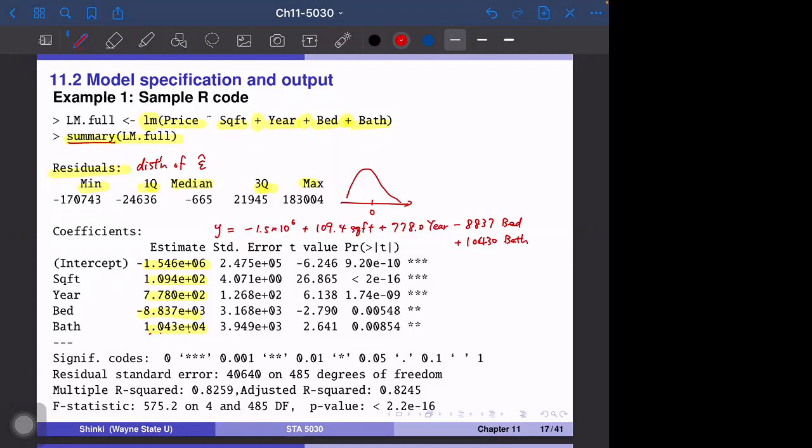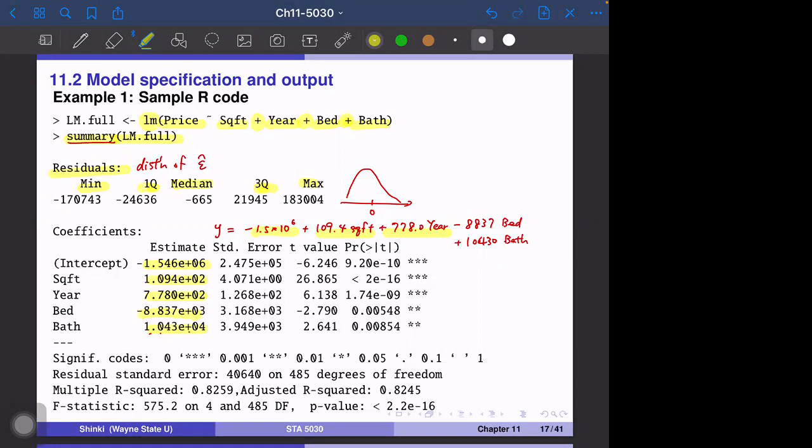So at first intercept, this is actually the negative $1.5 million. But it doesn't really matter. So it's just determined by other variables. So maybe you don't really have to care about it. So second term, the 109.4 times square feet. So one additional square feet means $109 more expensive. That is a kind of typical in the real estate market. So it sounds fine. Year 778, positive sign times year, because newer house is more expensive, right? So if 1 year newer, then $778 more expensive.